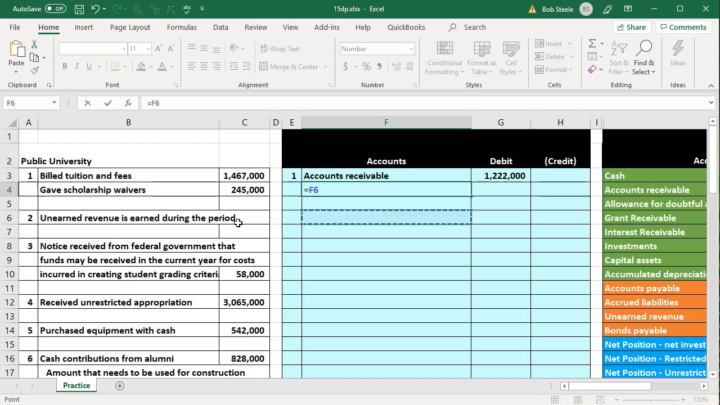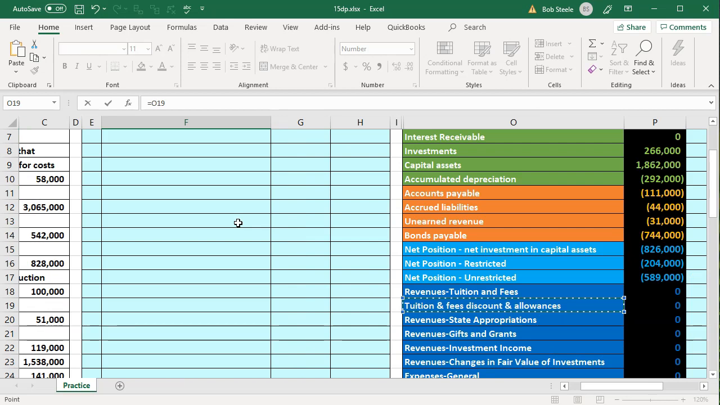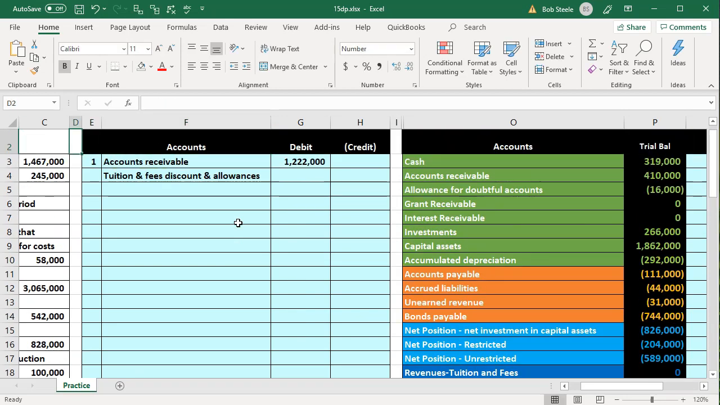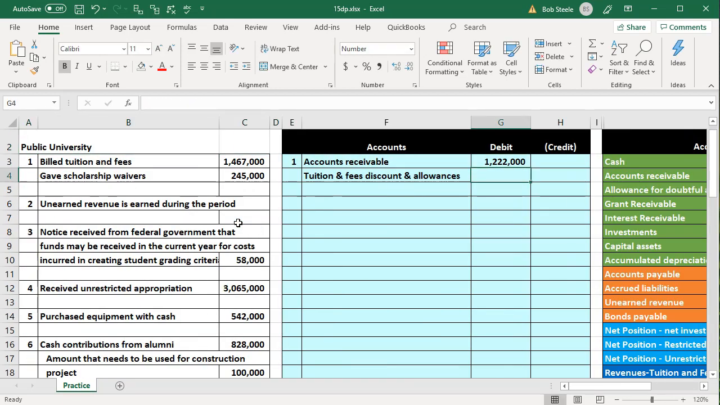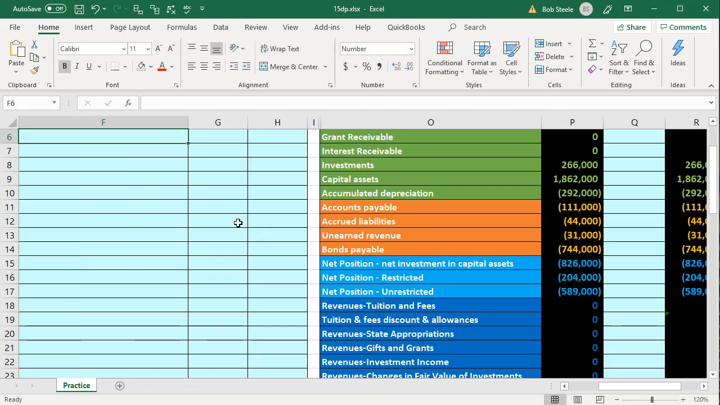So this will be equal to, scrolling down, we want the tuition and fees, discounts, and allowances. And that is going to be in cell G4. Within G4, we're going to say that is equal to the $245,000 and enter. So there we have that. And then we're going to post the other side to what would be similar to the revenue type of account, here being the tuition. So it's going to be equal to the revenue kind of account, the accounts in the temporary section, the top of the temporary section, that being revenues related to tuition and fees, and enter.